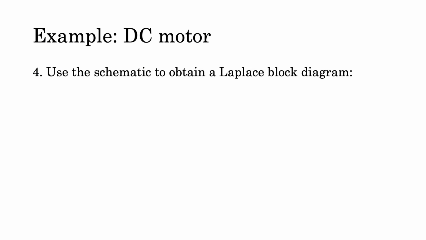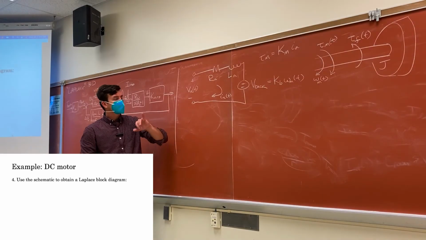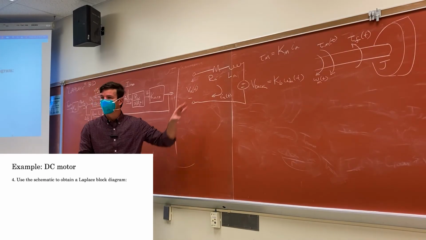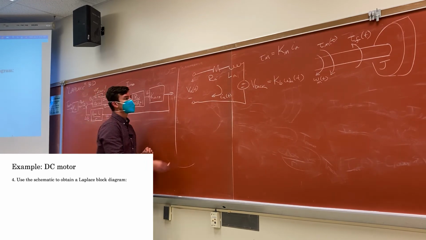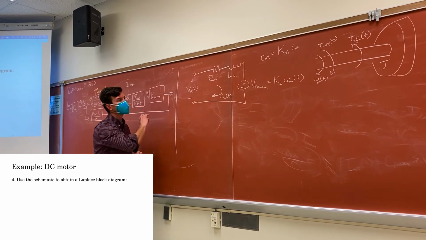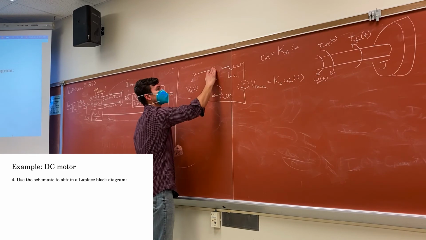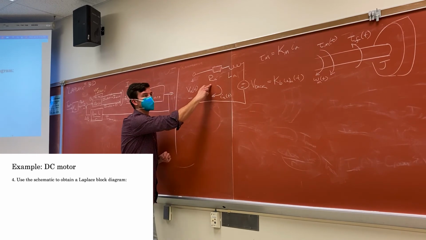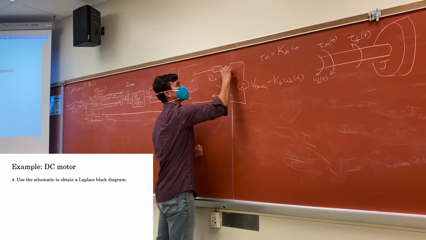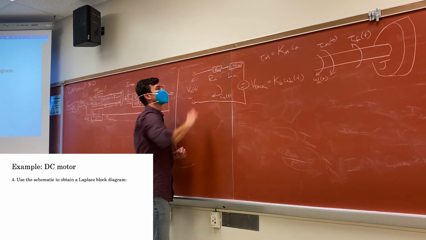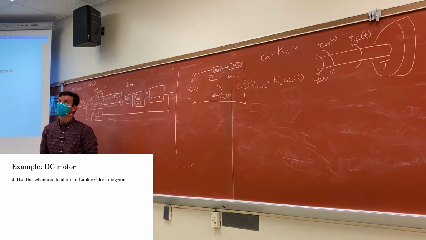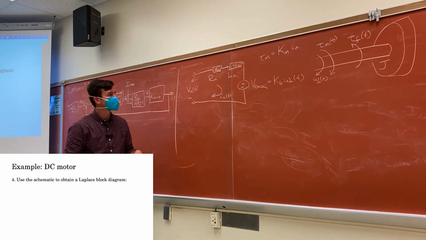Let's take these schematics and convert them into a Laplace block diagram. That generally involves converting into the Laplace domain and rearranging for transfer functions. So what do we know here? We know, well, in Laplace land, this is a resistance. This is SLA. The Laplace impedance of an inductor is S times L.